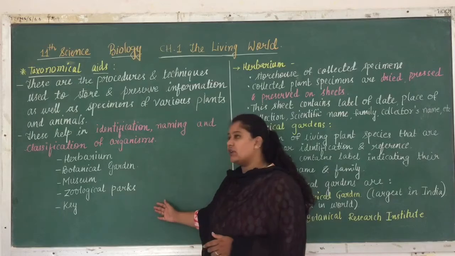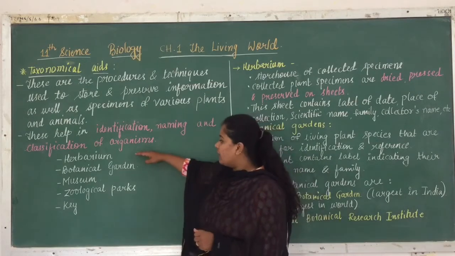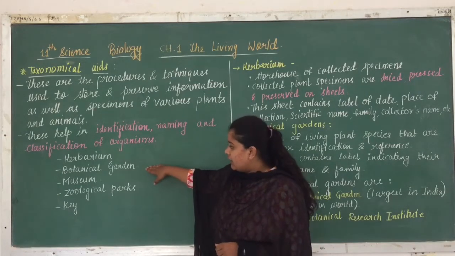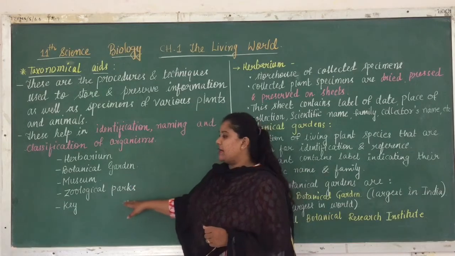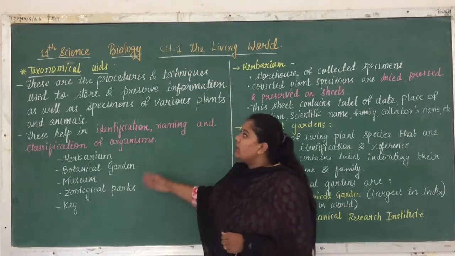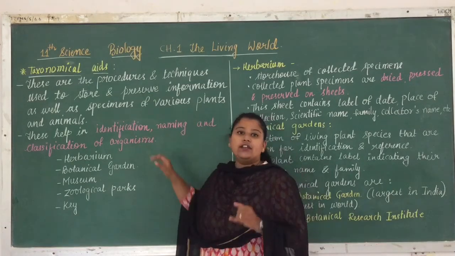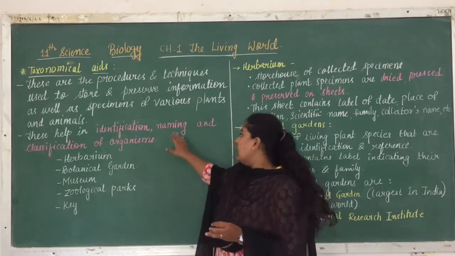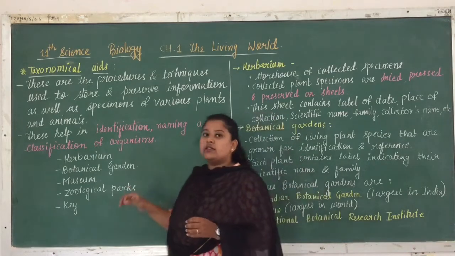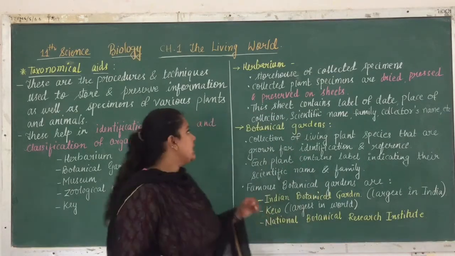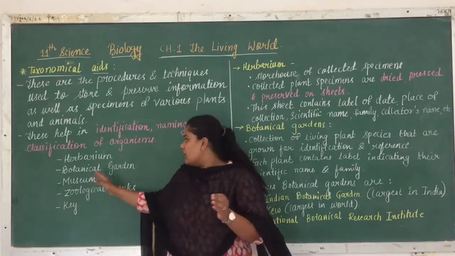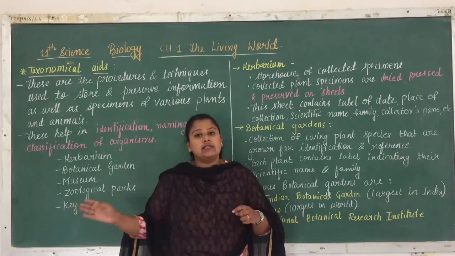Here I have written several taxonomical aids: the herbarium, botanical garden, museum, zoological parks and key. These are all the taxonomical aids through which we can understand these three things: identifying the particular specimen, naming them, and the third is how they are classified, right? The next, we are now going to see all the taxonomical aids in detail.